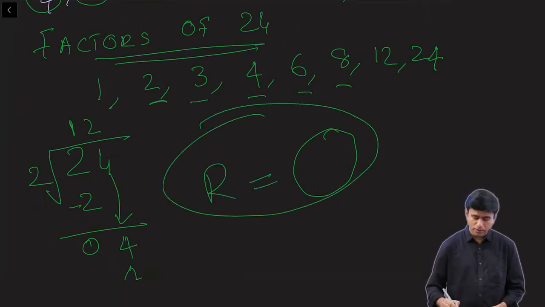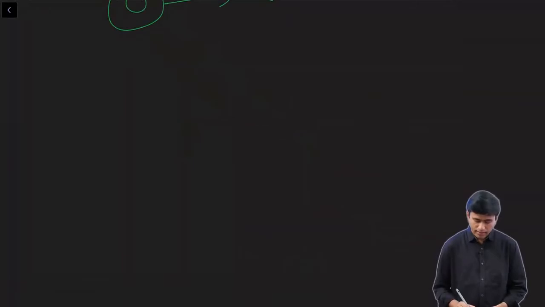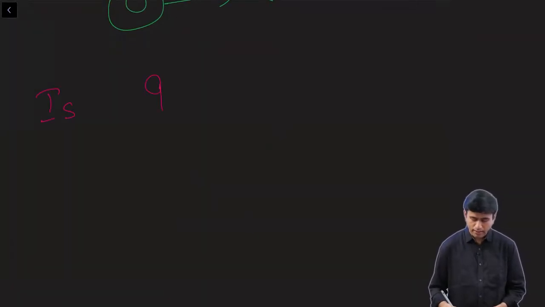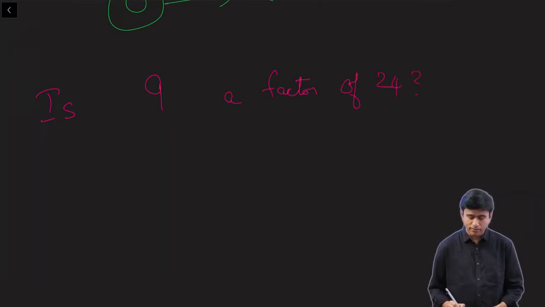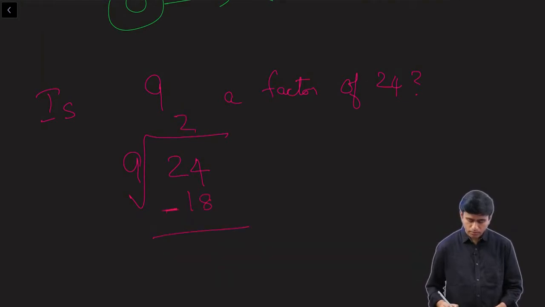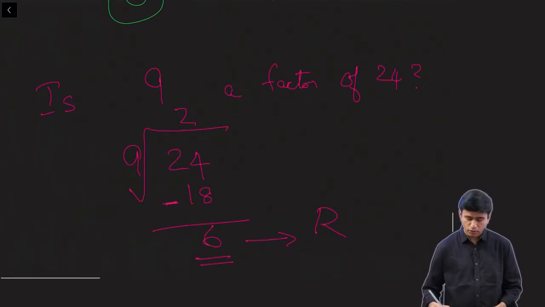Now let me ask you a question. Is 9 a factor of 24? How do we check? We just have to see if the remainder is 0 or not. So let's do that. Let's divide 24 by 9. 9 twos are 18. If you remove this, 24 minus 18 is 6. So you see the remainder is not 0. It is 6. So 9 is not a factor of 24.